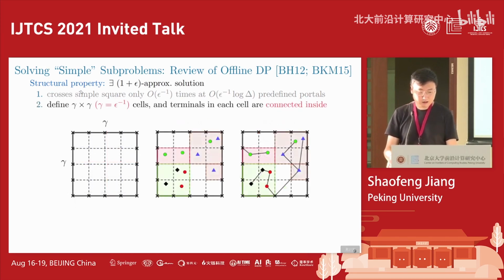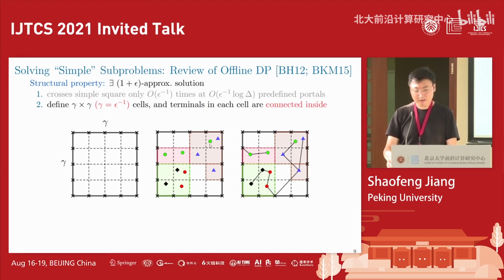So secondly, we further partition each of these simple squares into gamma times gamma cells. This gamma is actually still a constant. It is 1 over epsilon. And crucially, the definition of simple square guarantees that we only need to consider the case where terminals in each cell are internally connected. So what does that mean? It means that even though there are many terminals, we don't need to care about how they are connected inside of a cell. Essentially, we only need to look at the cells instead of the terminals. And the number of cells is 1 over epsilon squared.